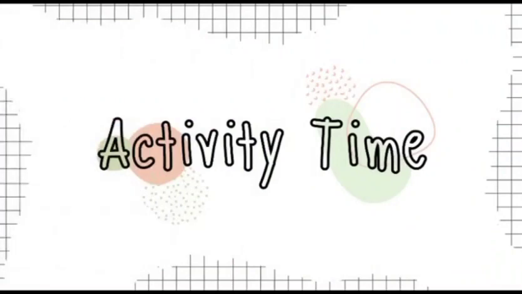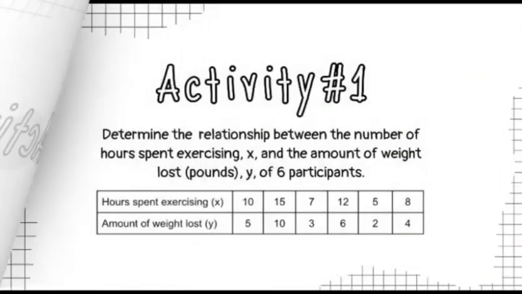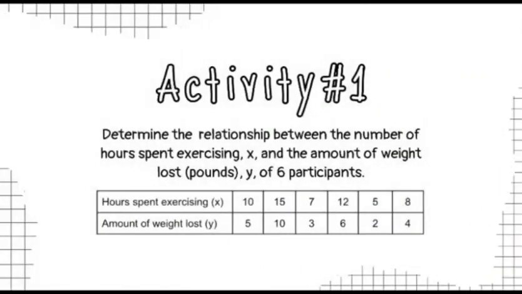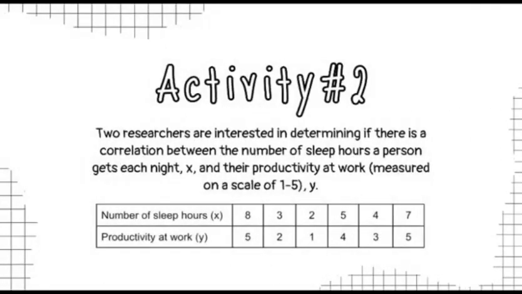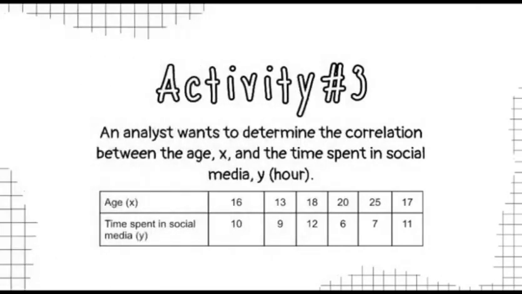I have activity na pasasagutan sa inyo para malaman ko kung naintindihan nyo ba yung lesson natin ngayon. And for our activity number 1, determine the relationship between the number of hours spent exercising and the amount of weight loss in pounds. Next is our activity number 2, where the two researchers are interested in determining if there is a correlation between the number of sleep hours a person gets each night and their productivity at work. And for the last activity, an analyst wants to determine the correlation between the age and the time spent in social media.